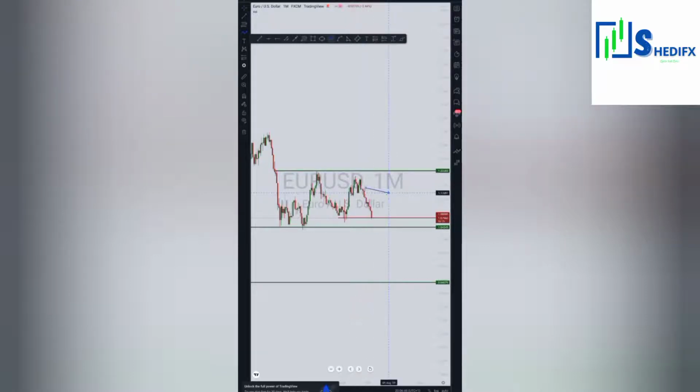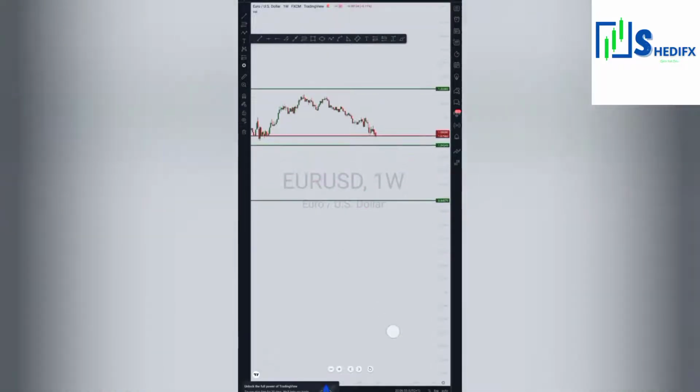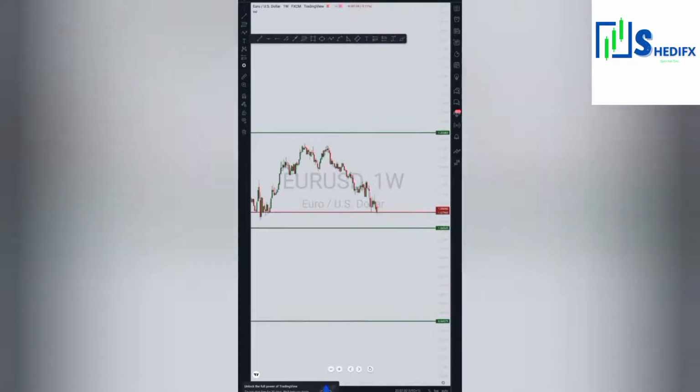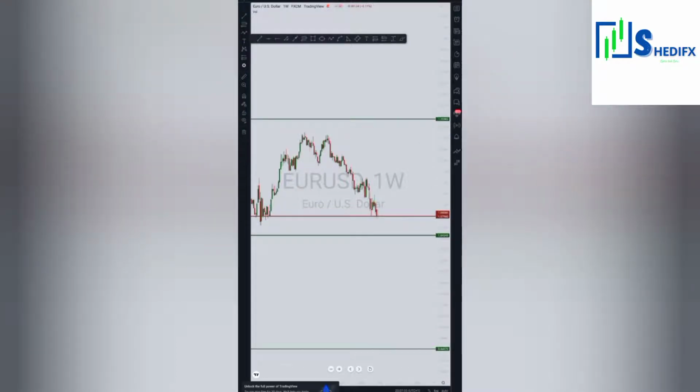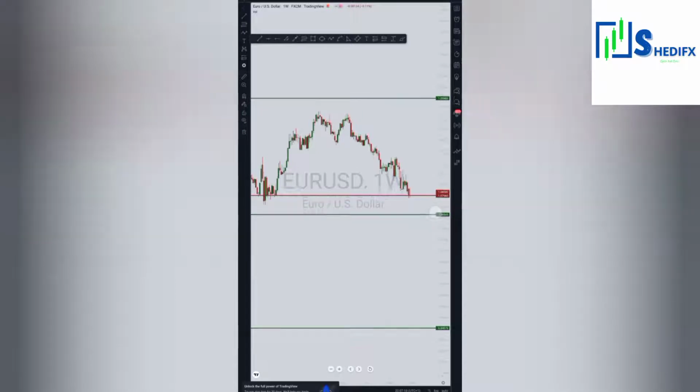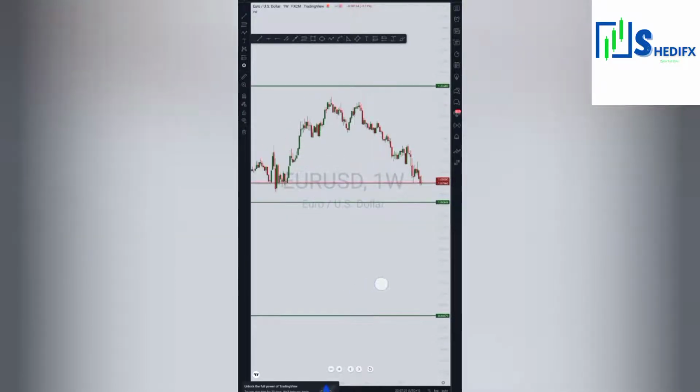Let's go to our weekly time frame and see what we have there. We have been pushing bearish for a long time now. You can see we have a double top at the top there. We have been making higher lows and higher highs. So currently we are lying on this area.